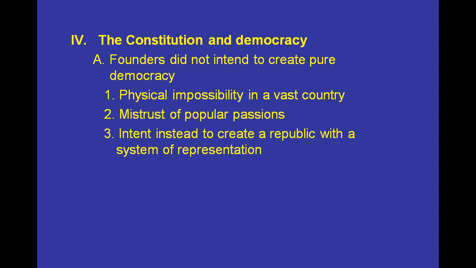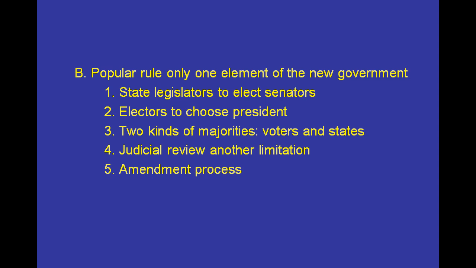Popular rule is only one element of the new government. State legislators elected senators. That's not popular rule. Electors choose the president. There are two kinds of majorities: the voters at the polls and the states that have policy-making power. Judicial review is another limitation on the people's will, since judges are not subject to election in the federal system. And the amendment process is certainly not democratic, as it requires a supermajority in order to amend the Constitution.